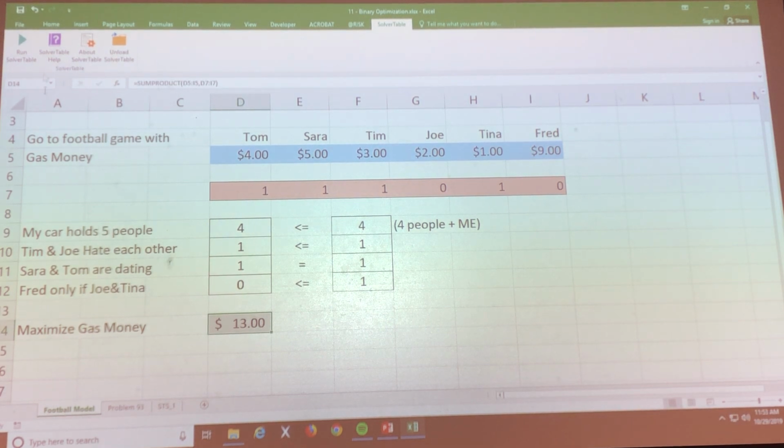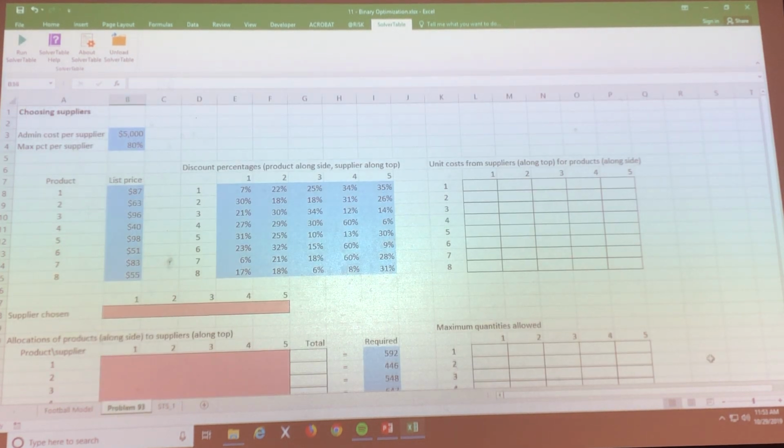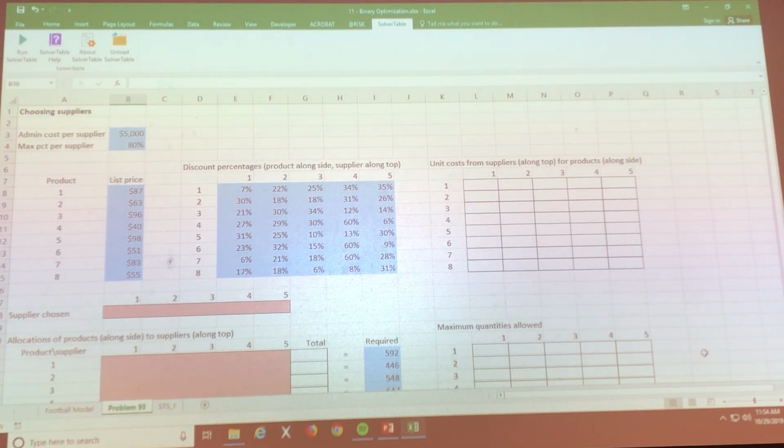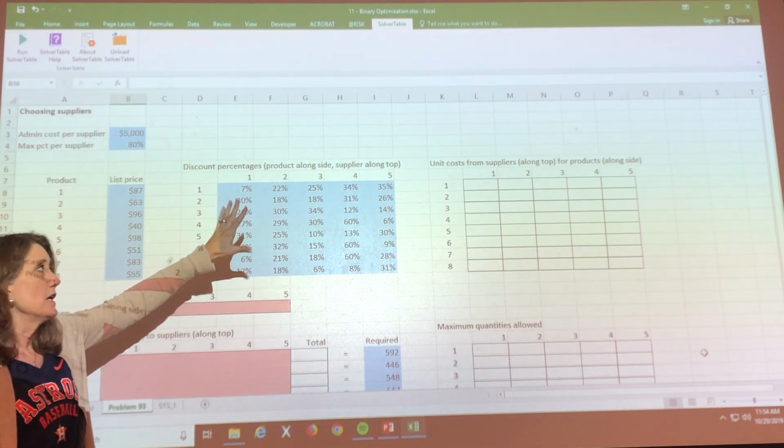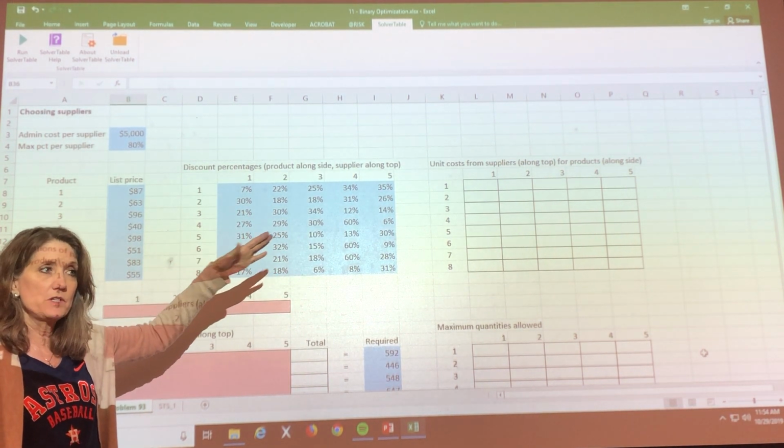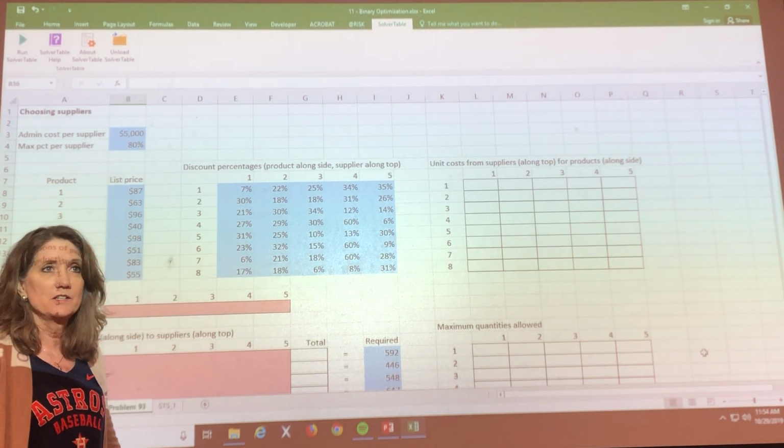So when we do problem 93, which is in the back of the textbook, let me walk you through this a little bit. We buy 8 different products from 5 different suppliers. It would have been simpler if they'd just said, here's the price of this product from this supplier, but they didn't. They told us the list price of the product. Every supplier gives a different discount on every different product.